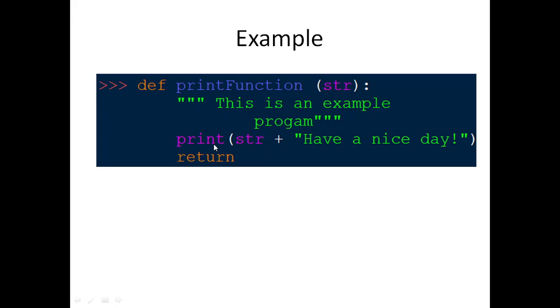Then in this function we have only a single statement, the print statement. It prints str concatenated with have a nice day. So whatever string is passed to the function, if you pass hi Anand, then hi Anand, have a nice day will be the output. Then there is a return statement also. Parameters are optional. Return expression is optional. So we have a single return statement. So this is an example for a function definition.